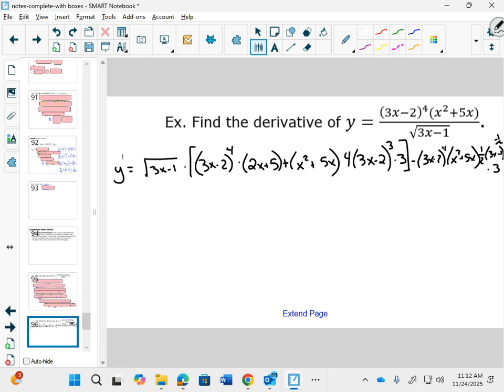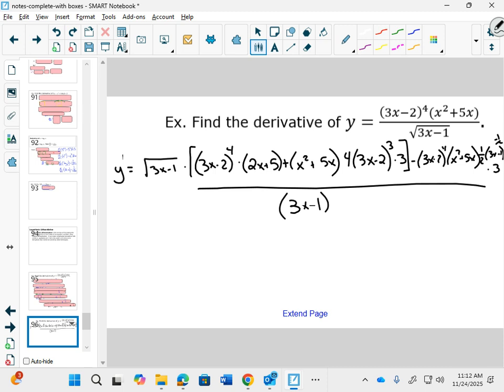And now I forgot where I was, so I start all over again. I was doing quotient rule. Quotient rule means keep the bottom the same, derivative of the top, subtract, kept the top the same, derivative of the bottom over the bottom squared. And if I square that square root, it'll just be 3x minus 1. I don't know.